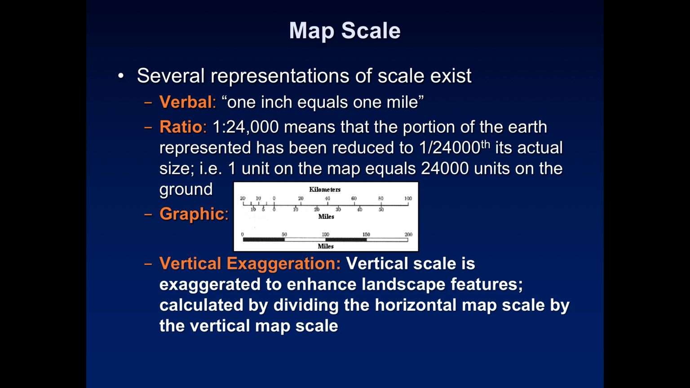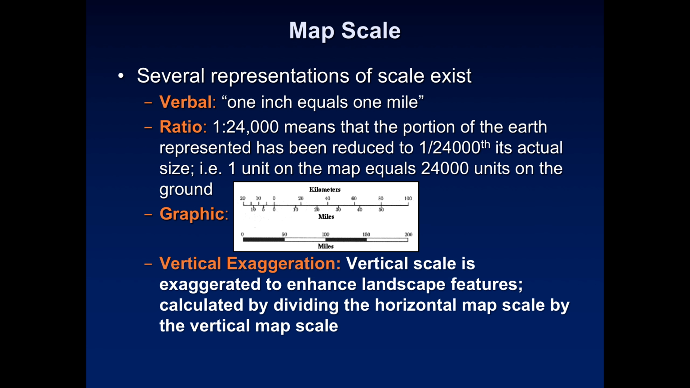So you could say every inch on the map represents 24,000 inches in real life, or 1 centimeter represents 24,000 centimeters in real life. It's just basically how much you're multiplying it. So a bigger number means that the map is covering a larger area.